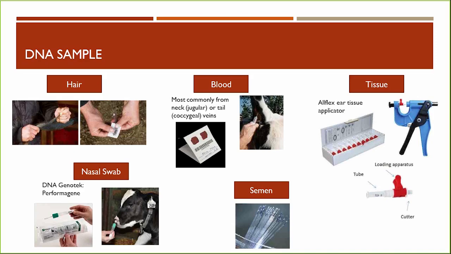They do tend to be a little bit more costly, such as about $5 to $6 per swab. So that's usually the drawback with the nasal swabs. And lastly, we can also get DNA from semen samples. So all of these are possibilities.